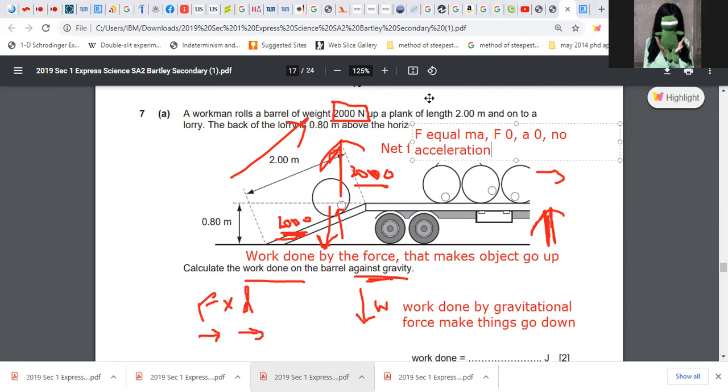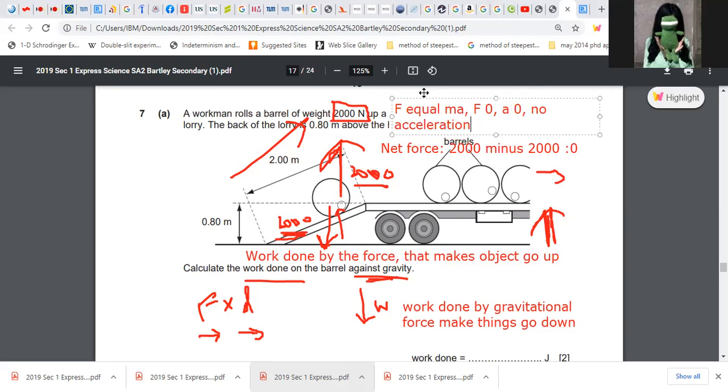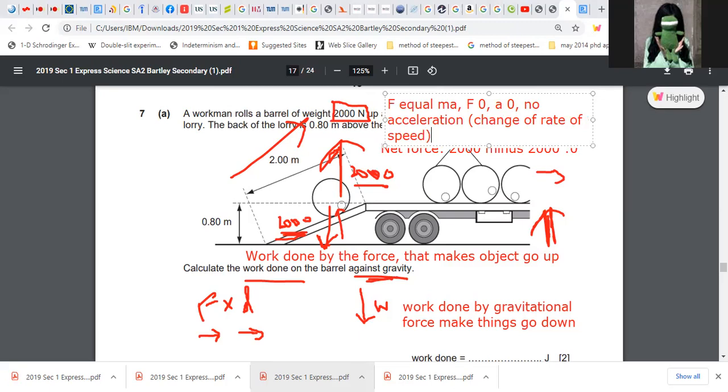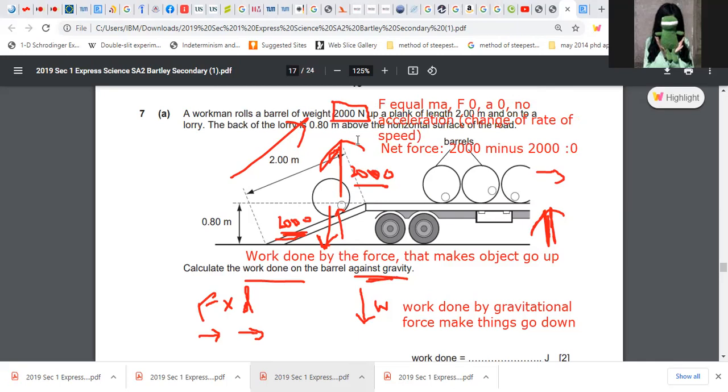You know what acceleration is? Change or rate of change of speed. Very good. This one you will learn in Sec 3, because you know why I never teach you Sec 3 things first? Because I want your Sec 2 foundation to be good first. So this you learn in Sec 3, next year also learn, Sec 2 also learn.